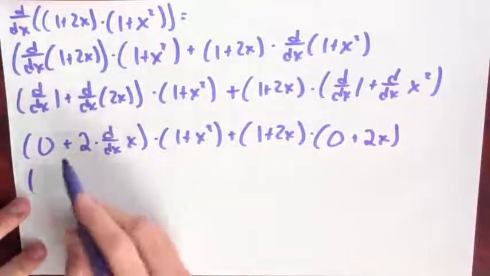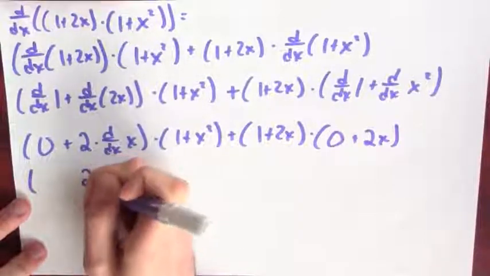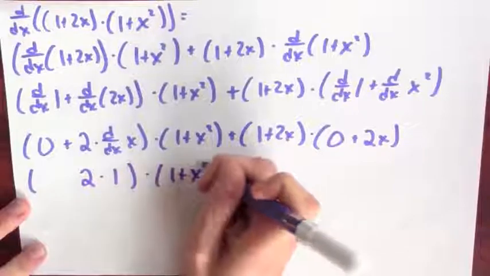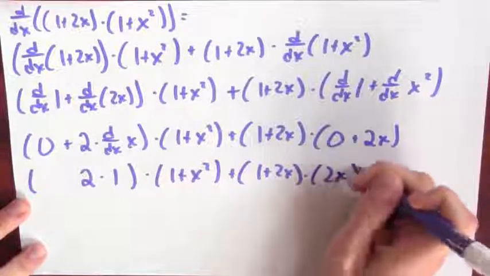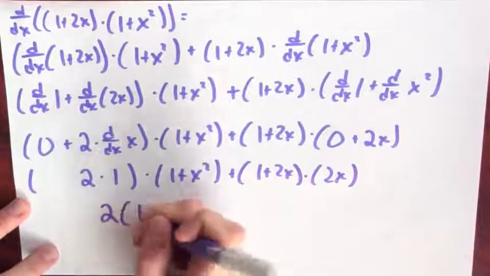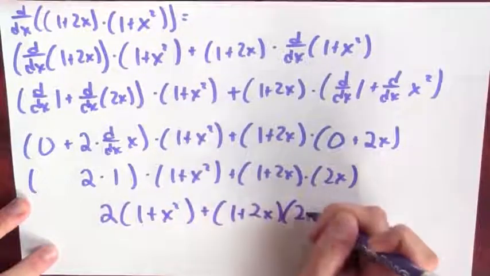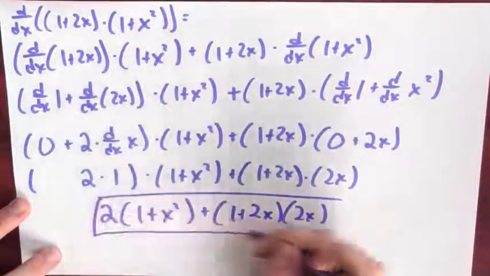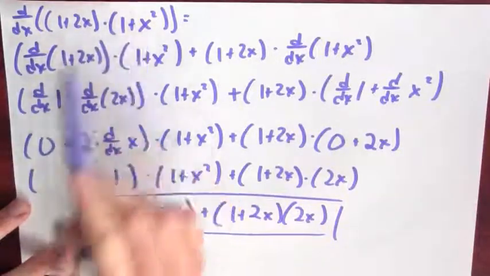All right, now I've got 0 plus 2 times the derivative of x. The derivative of x is just 1, so that's just 2 times 1 times 1 plus x squared plus 1 plus 2x times 0 plus 2x. So there it is. I could maybe write this a little bit more neatly: 2 times 1 plus x squared plus 1 plus 2x times 2x. This is the derivative of our original function, 1 plus 2x times 1 plus x squared. We didn't really need the product rule to compute that derivative.